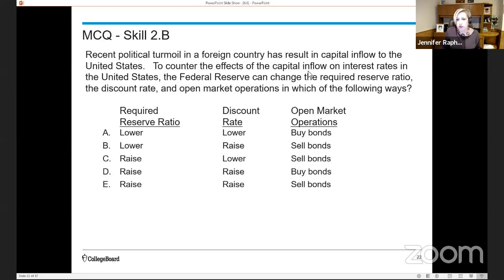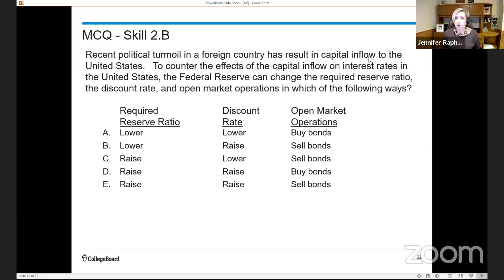So to counter the effects of the capital inflow on interest rates, well, what is the effect of capital inflow on interest rates? If we have capital inflow, it means the supply of loanable funds is increasing. When the supply of loanable funds increases, we see the real interest rate fall. That could be pretty expansionary, right? A decrease in the real interest rate triggers a lot of investment spending.